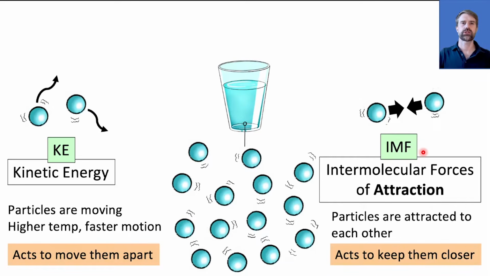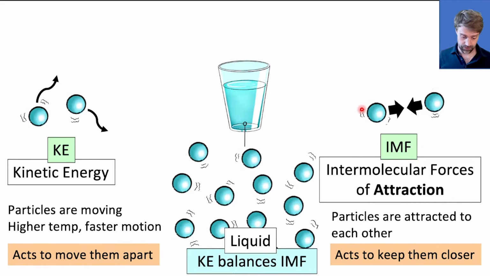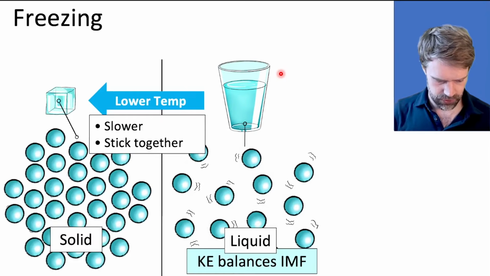Now, these two forces are in direct competition. Kinetic energy wants to move the particles around and move them apart, but the attractive forces want to pull them closer together and keep them together. So if you've got these two forces, who wins? Well, that depends on the temperature and the state of matter. In a liquid, like water here, the two forces are balanced. The particles are moving around, but they also stick pretty close together. But what happens if we lower the temperature?